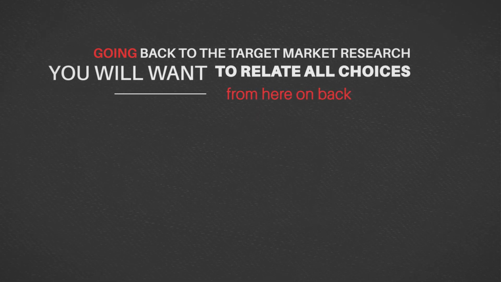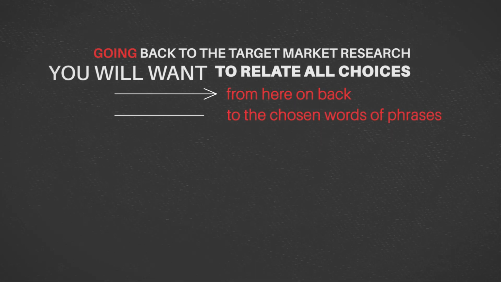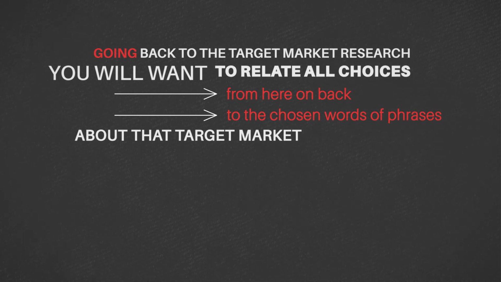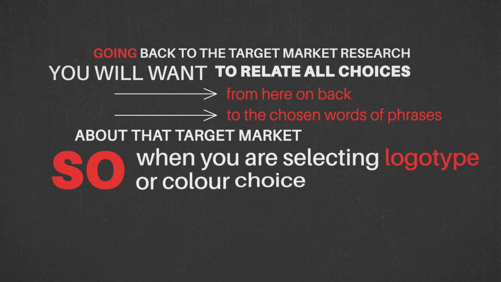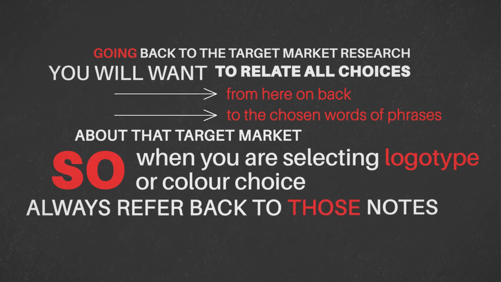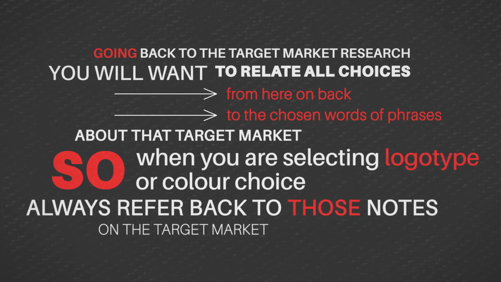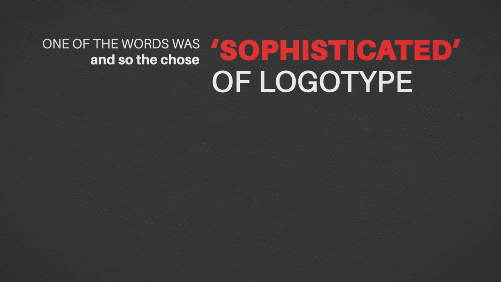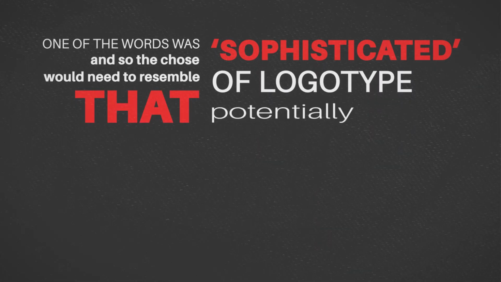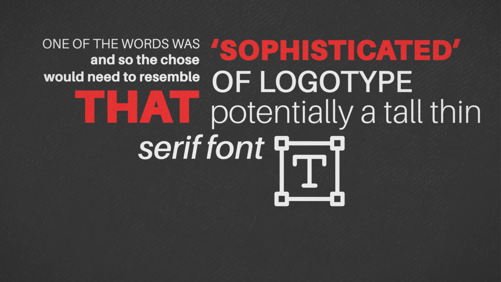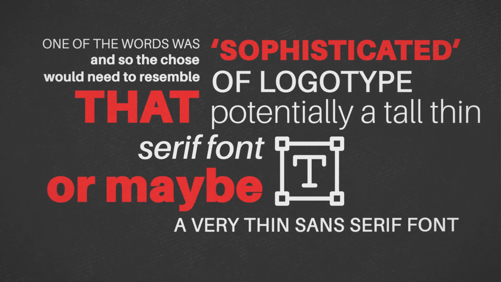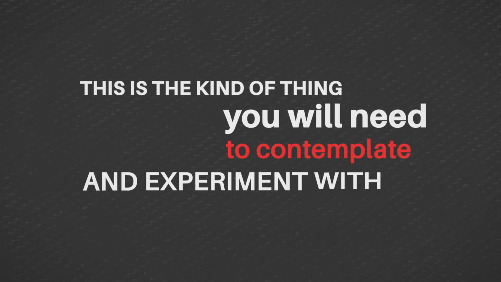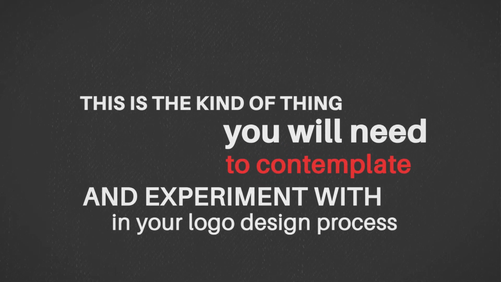So going back to the target market research we spoke about earlier, you're going to want to relate all choices for your design from here onwards back to those chosen words and phrases for the target market. When you're selecting the logo type or a color choice, always refer back to those notes on the target market. One of the words was sophisticated, and so the choice of logo type would need to resemble that, potentially a tall, thin serif font, or maybe a very thin sans serif font. This is the kind of thing that you need to contemplate and experiment with in your logo design process.